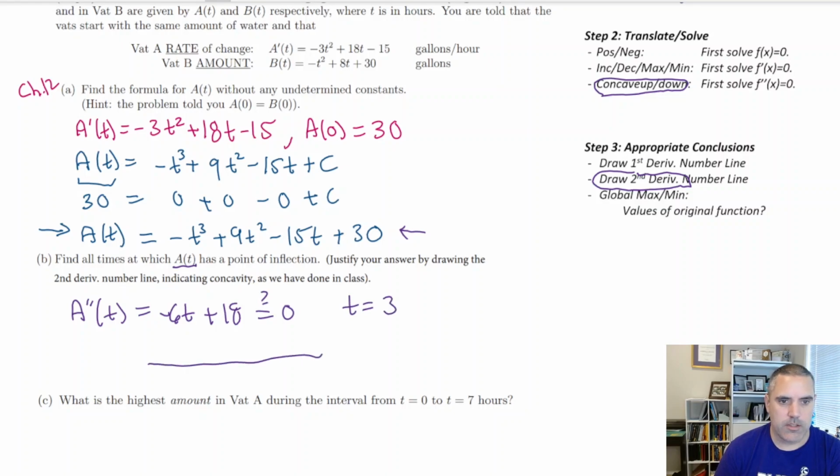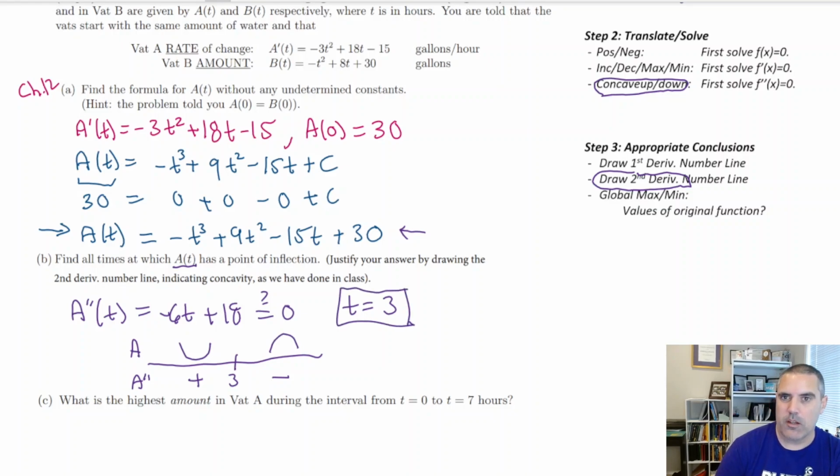You're then going to draw this number line, and you're going to say, what can I say about the second derivative when I'm less than 3? Like if I plug in a 0 or a 1, it's positive, which means it's part of a smile, the original function. If I plug in something bigger than 3, like a 5 or a 6 or a 7 or a 10, it's going to be negative. You can actually plug it in if you can't see that. So this is indeed a point of inflection because the concavity changes.